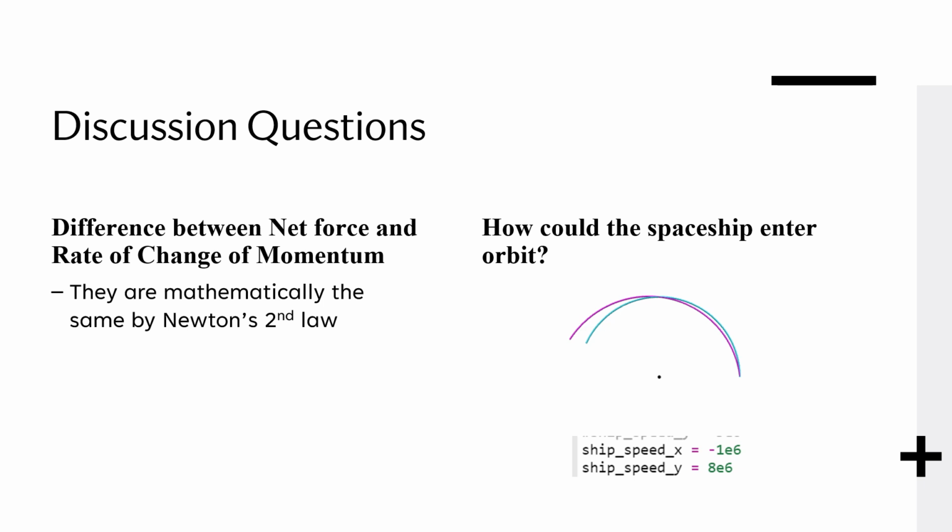And then what if I wanted to get the spaceship to enter orbit? What initial velocities for the ship would I have to use? I did trial and error as well for this one. And I came up with that the velocity in the x direction should be -1 times 10 to the sixth, and the initial velocity in the y direction should be 8 times 10 to the sixth.